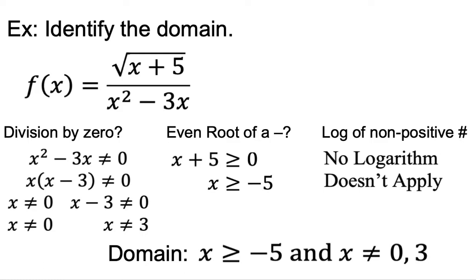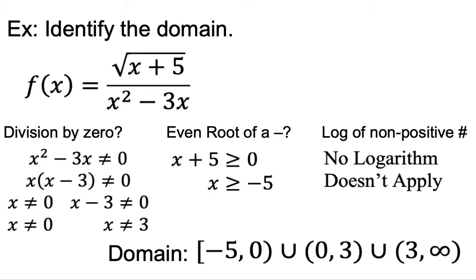to 0 or 3. Writing this in interval notation, we have negative 5 inclusive to 0 non-inclusive, union, 0 non-inclusive to 3 non-inclusive, union, 3 non-inclusive to infinity, non-inclusive. Let's consider a second example.